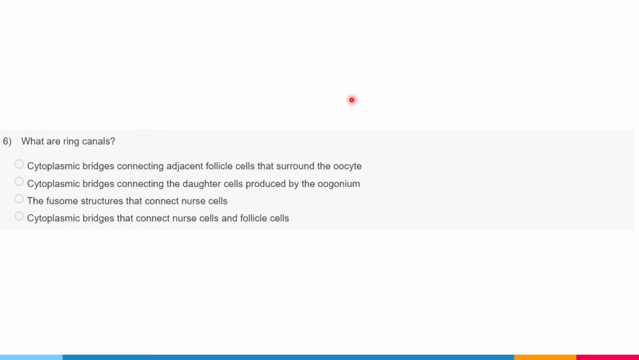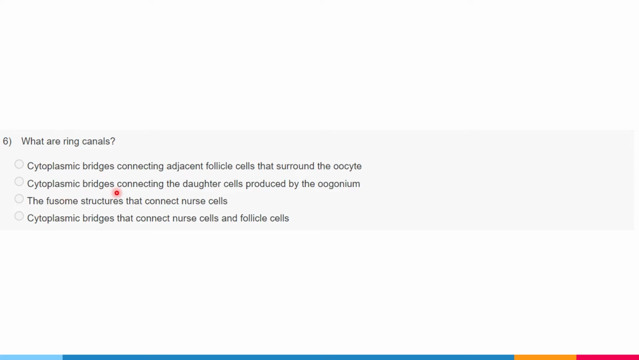So let us move on. Next question is, what are ring canals? So ring canals, for context, it is important for again oocyte development, and it is something related to how the oocyte is connected to the various other nurse cells. So the options are, these are cytoplasmic bridges connecting the adjacent follicle cells that surround the oocyte.